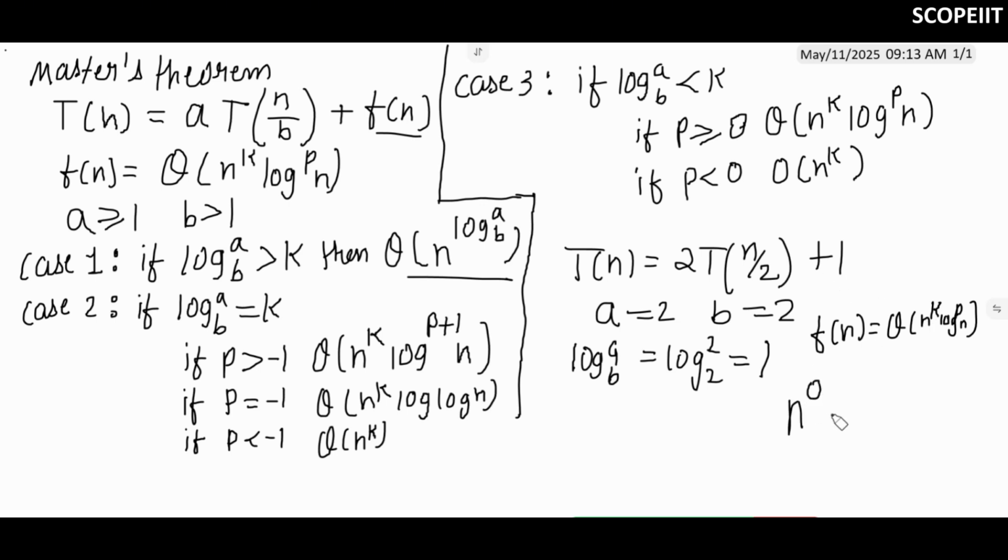N to the power k will be 0. Okay, then log. You have here log. Can you see anywhere here log? No, there is no log. So here also it will be 0. Because log is not there, this p will be 0, and n is also not there, so this term will be 0.